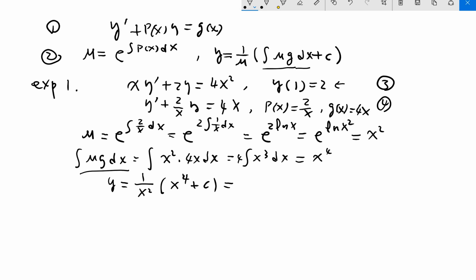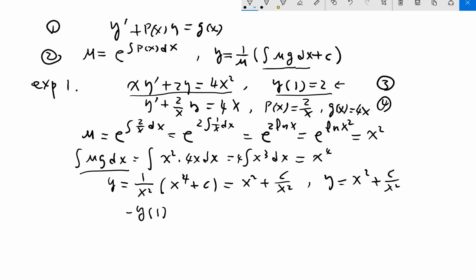So we simplify that, and we get x squared plus c over x squared. So we got our solution, which is y equals x squared plus c over x squared. With different c, you get different solutions. All the c's will satisfy this differential equation. However, if we want to also satisfy this condition, then c cannot be anything. We know when x equals 1, we want y equals 2.